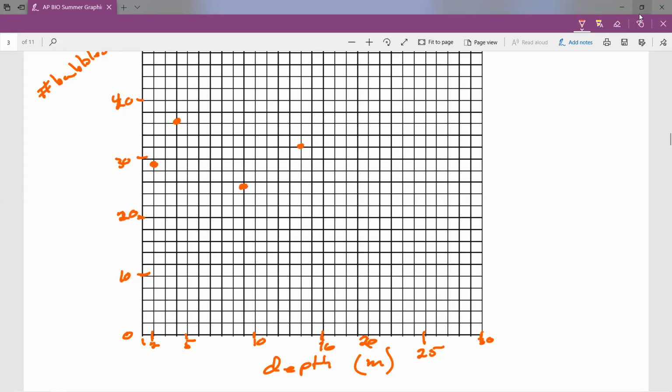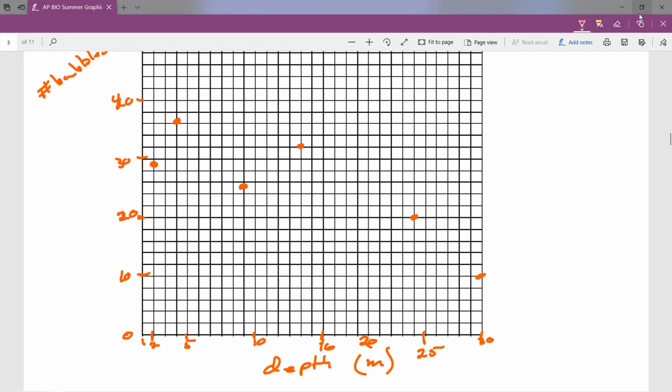And then for 25 next? It's 20. Okay. 25 is 20? Yep. Right there. And 30 is? 10. Now, we do have what we want.